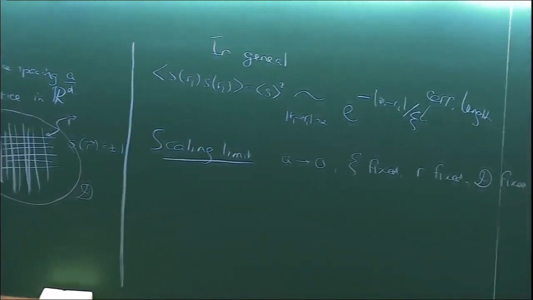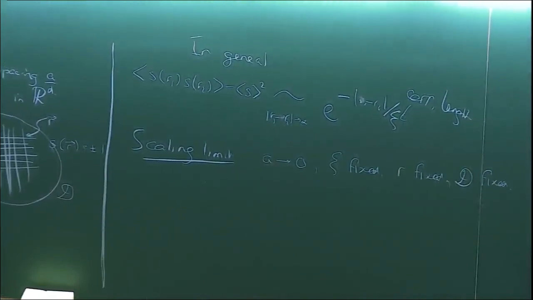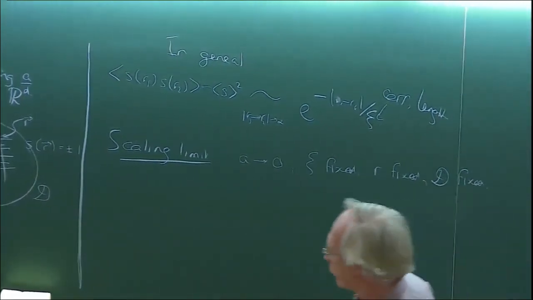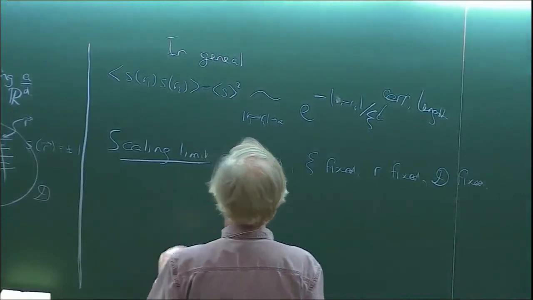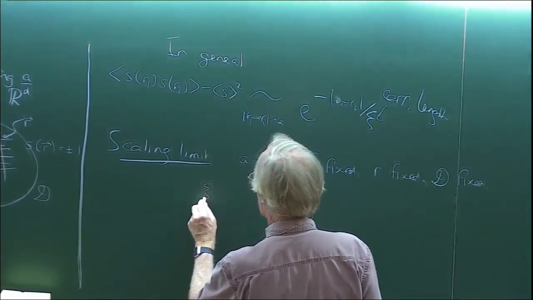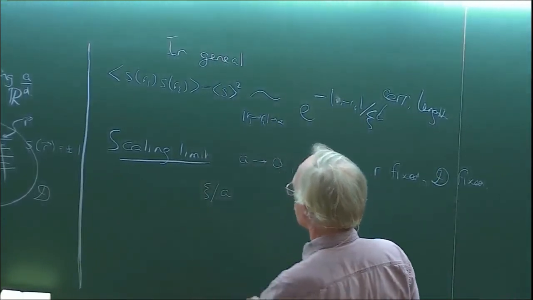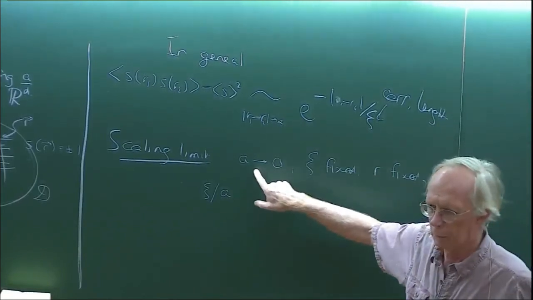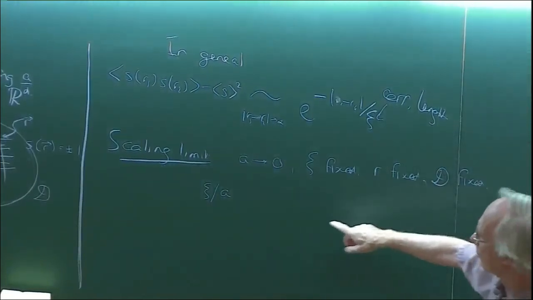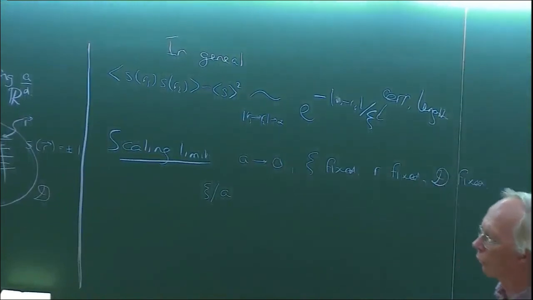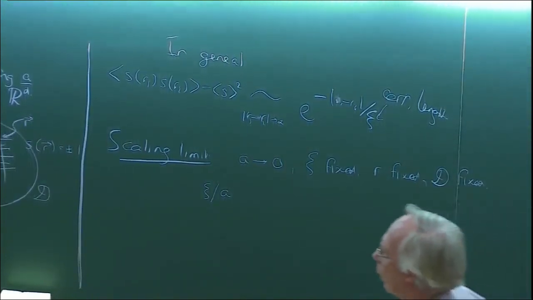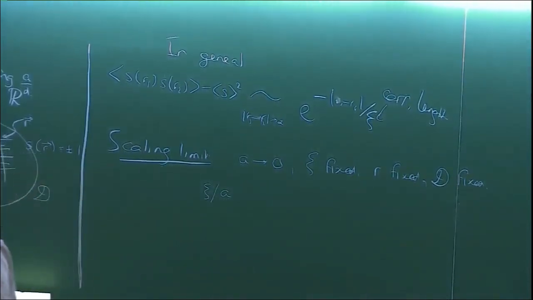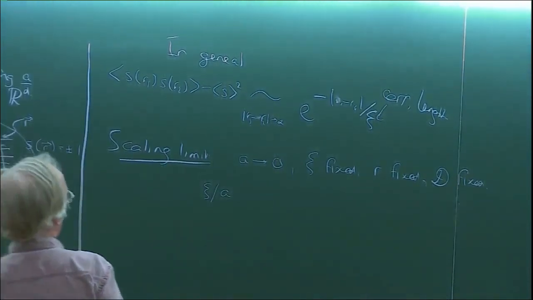Okay, so that's the scaling limit. And one thing to observe about it immediately is that if you think about the correlation length as measured in units of the lattice spacing, so all these things here have dimensions of length, then if we measure the correlation length in units of the lattice spacing, that's some intrinsic property of the lattice model.